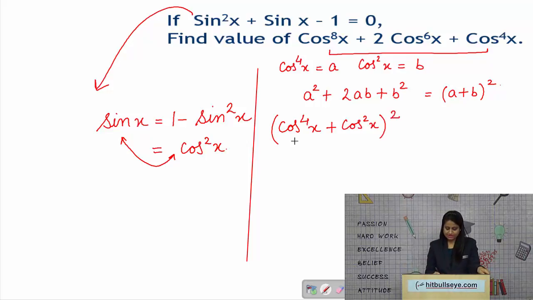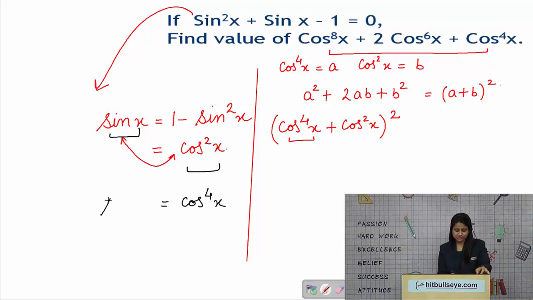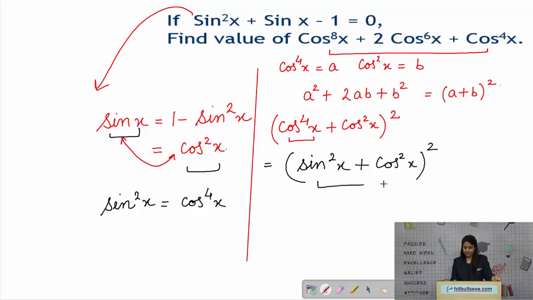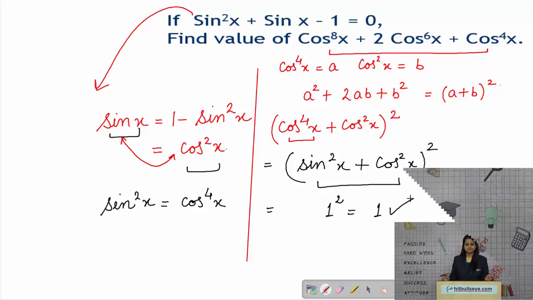Now coming to this side, sin x is cos square x. So for cos raised to power 4x, I am taking the square on both sides. It will give you sin square x. So it will become (sin square x plus cos square x) whole square. Now inside we have the identity which is 1 always. So 1 square is 1 always. So this sum was nothing but manipulation of all the identities and formulas.